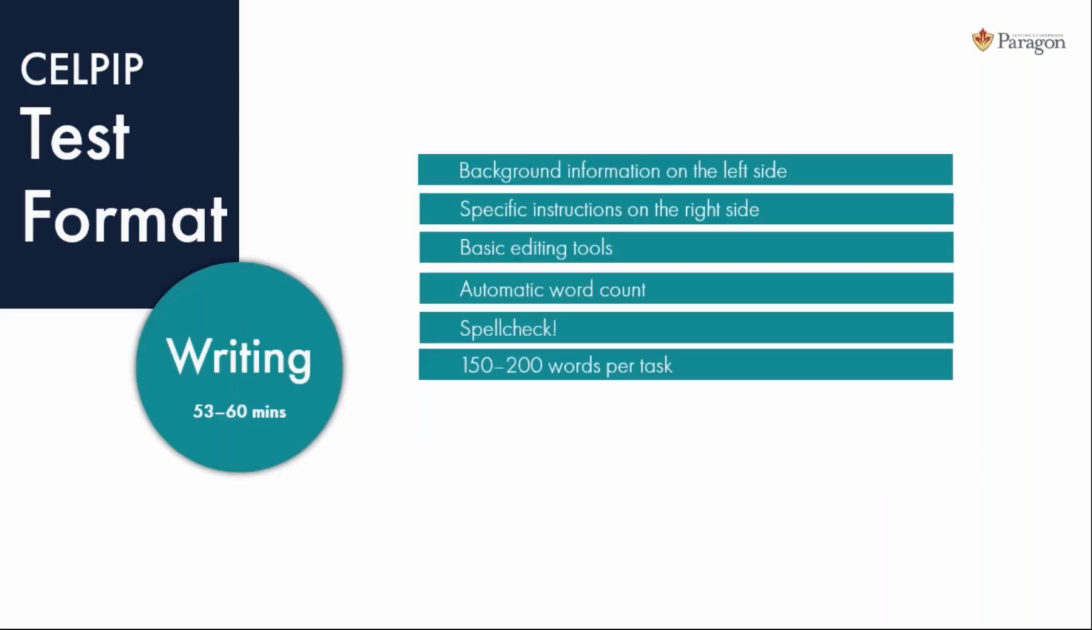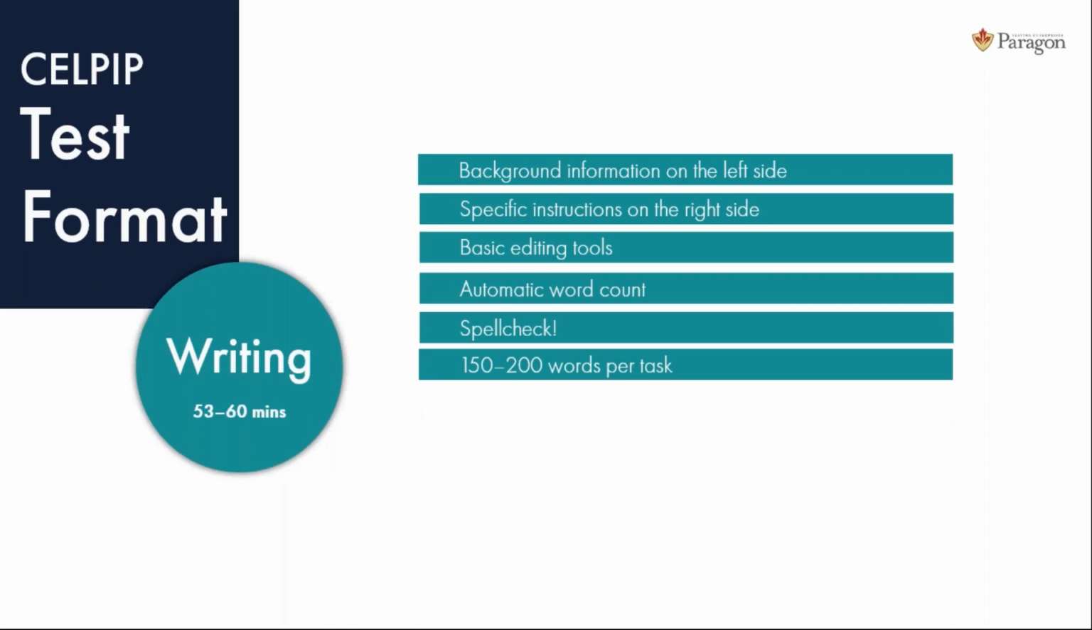Let's move forward to writing. So now we're moving to communicative tasks. Writing does take a little bit longer, but there's only 2 tasks here. And as I mentioned, there are some basic editing tools. There's a word count and a spell check. Each task, both of them, are weighted equally. They're both worth the same.